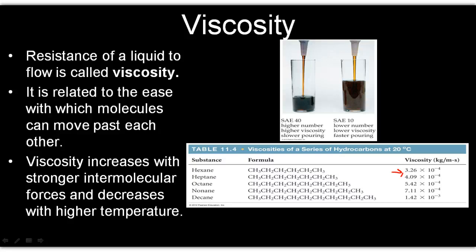So again, this is the stickiness or the attraction of these particles for each other. So as the carbon chain increases, there's more attraction for each other and they have more resistance to flow.